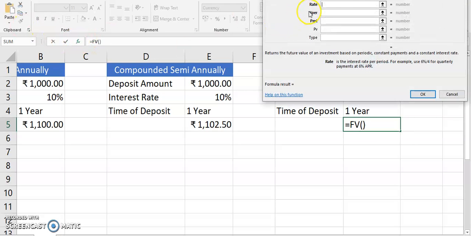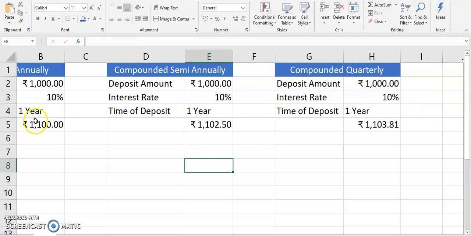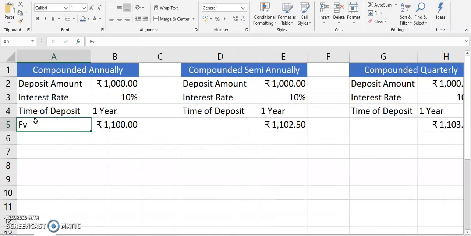Now in this case, rate for each period would be of 3 months. So 10% divided by 4. NPER, number of investment periods, would be 4 because there are 4 compounding periods in a year. PMT 0, PV minus 1000, and type 0, payment is made at the end of the period. Okay. So this is how we calculate future value.